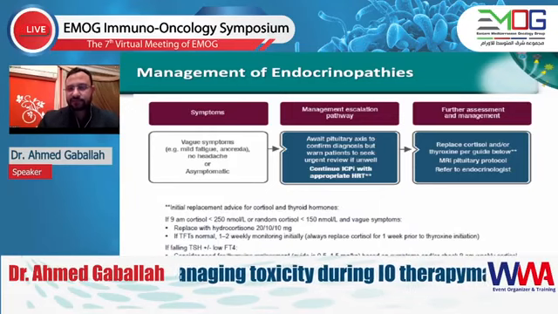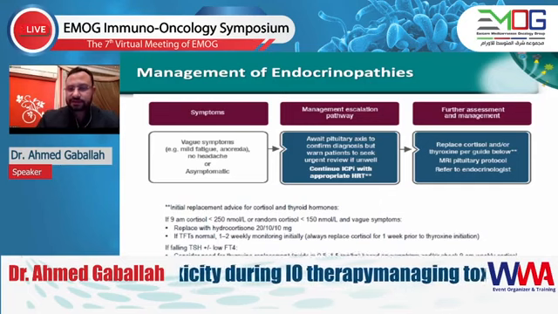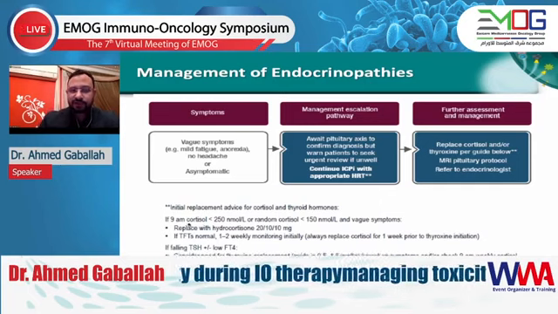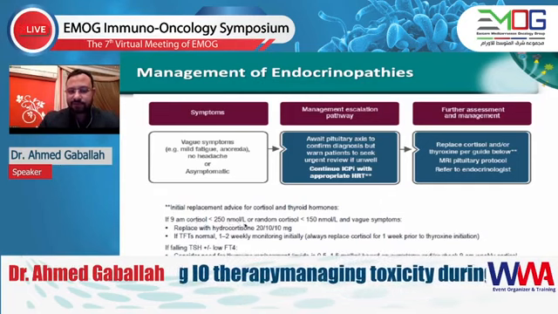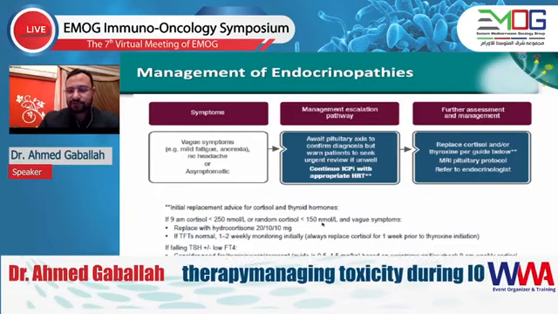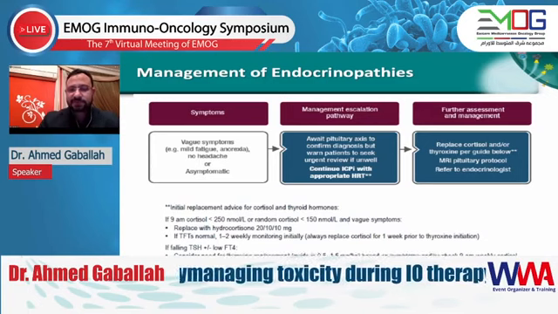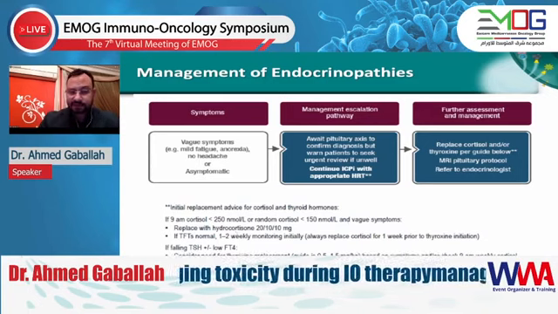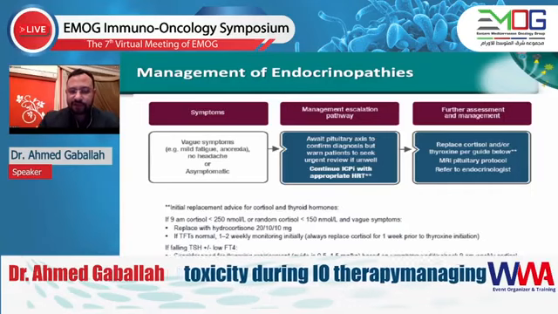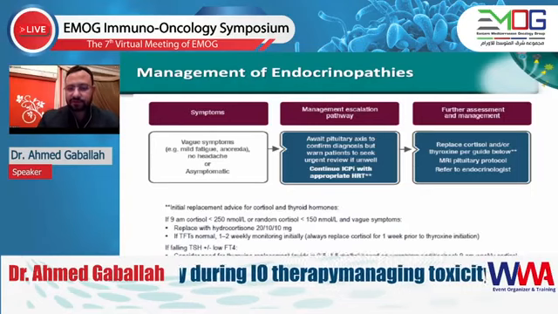And if we have a hypopituitarism, which means that the TSH is low and the T4 is normal or low, we should check the serum cortisol level. If we have a 9 a.m. cortisol level of less than 250 nanomole per liter, or random cortisol level of less than 150 nanomole per liter, and we have vague symptoms, you should consider immediate replacement of oral hydrocortisone with a dose of 10 milligram daily. And if we have a normal thyroid function test, we continue to monitor the thyroid function.